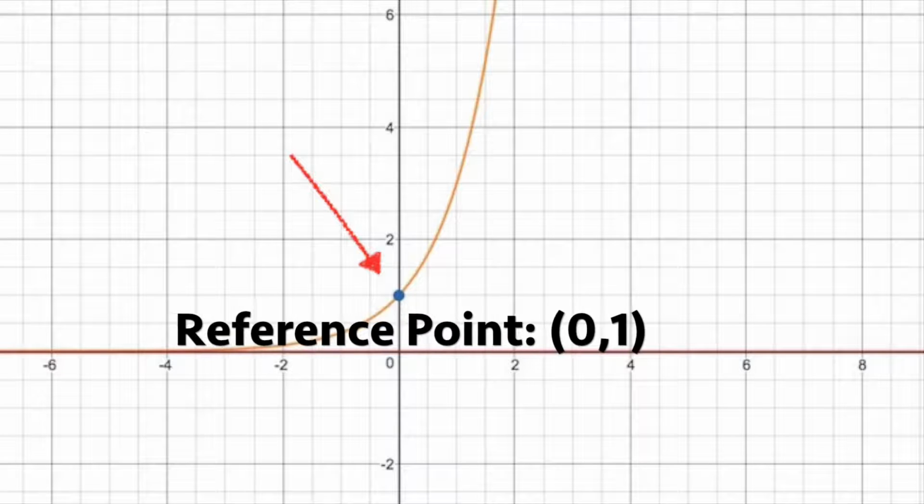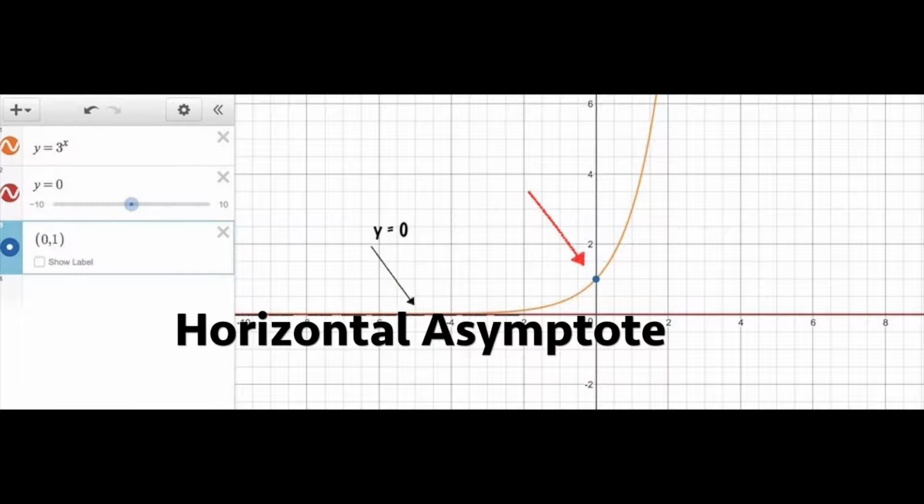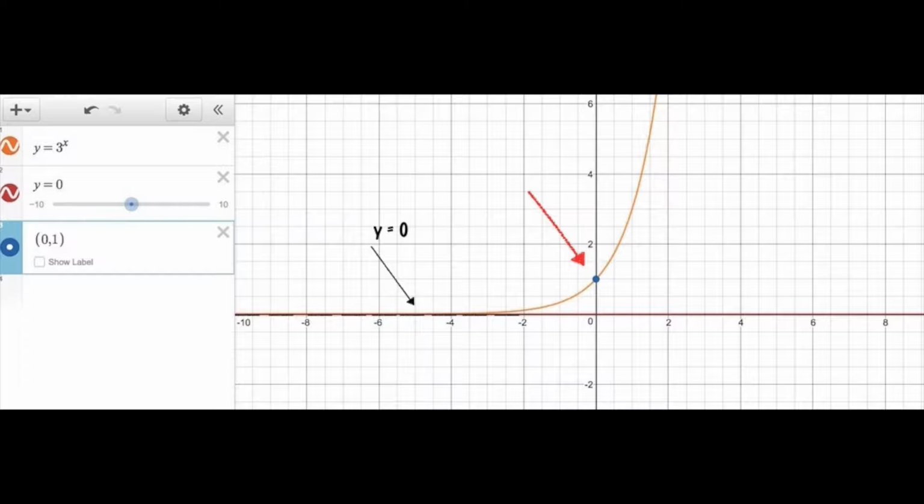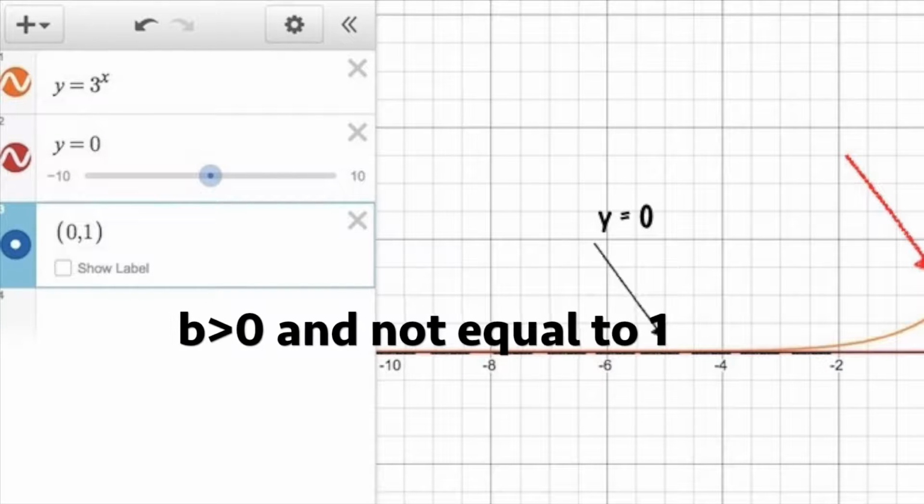The reference point is located at 0,1. The domain is all real numbers. Its range is 0 to infinity. Its asymptote is located at y equals 0, and from left to right is considered to be increasing. This graph can be expressed as f of x equals b to the power of x, where b is greater than 0 and cannot be equal to 1.